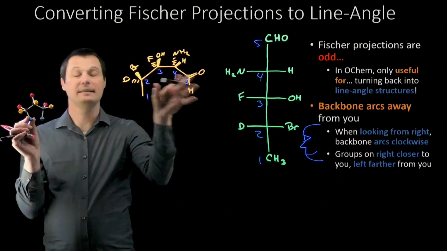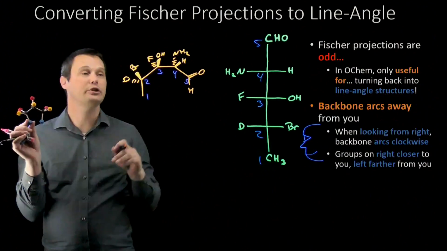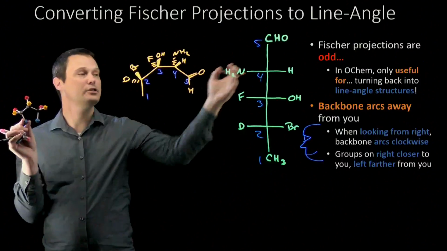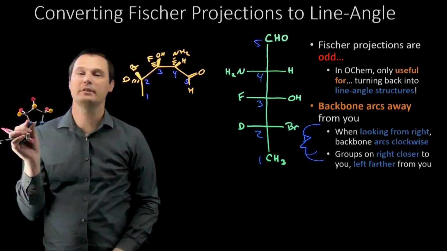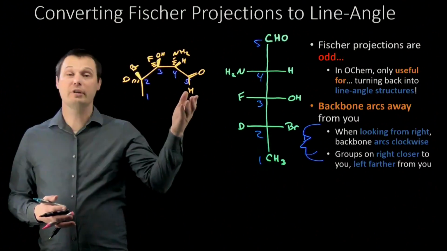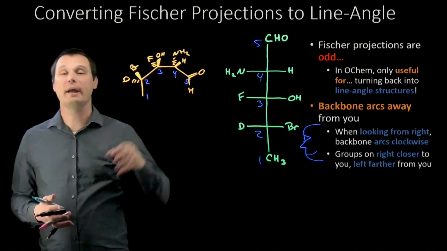And this is the identical line angle structure for this Fischer projection. The backbone arcs in the clockwise direction. Everything on the right is on a wedge. Everything on the left is on a dash. From here, we could do all the chemistry that we wanted. We could assign R and S. We could do any reactions that we wanted.